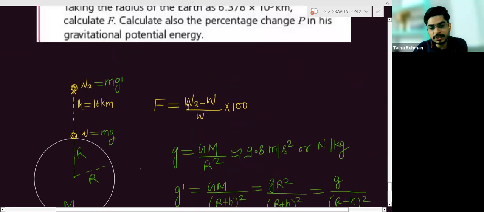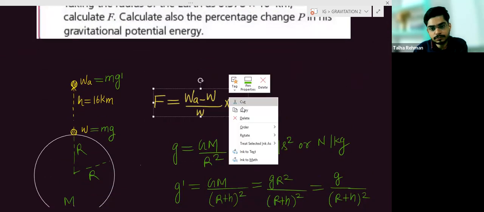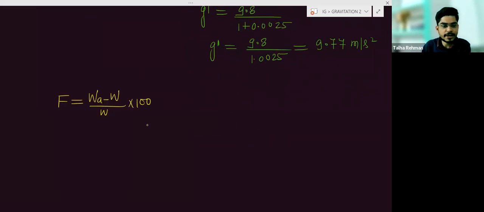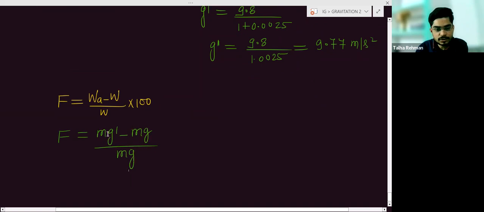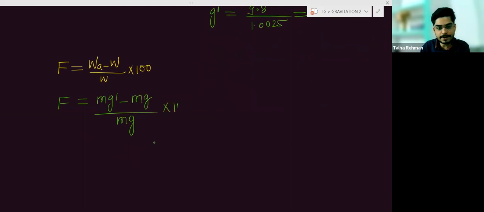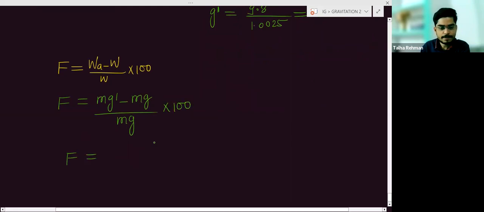Okay. Now you have the value of g 9.8, you have the value of g dash 9.77, and you have to calculate this value. Now you can calculate it easily. Percentage change in weight at a height h will be m into g dash minus mg, divided by mg. So m will cancel out, and this is multiplied by 100 also. So you will have (g dash minus g) divided by g, that is g dash by g minus 1.